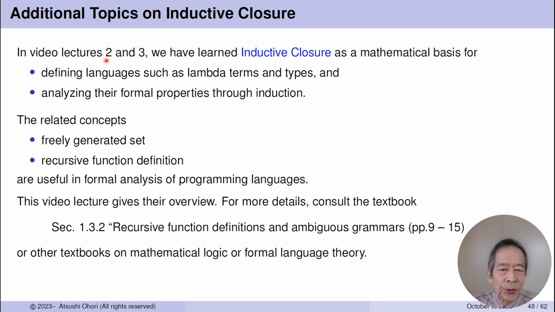In video lectures 2 and 3, we have learned inductive closure as a mathematical basis for defining languages such as lambda terms and types and analyzing their formal property through induction. There are some concepts related to this inductive closure, namely freely generated set and recursive function definition. These are apparently useful in formal analysis of programming languages. So this video lecture gives only an overview.